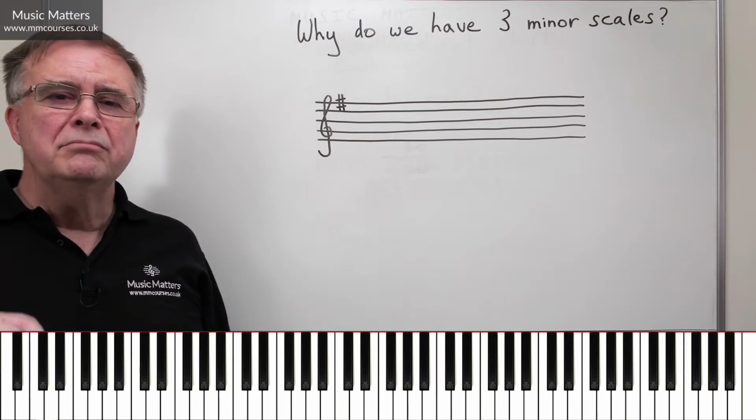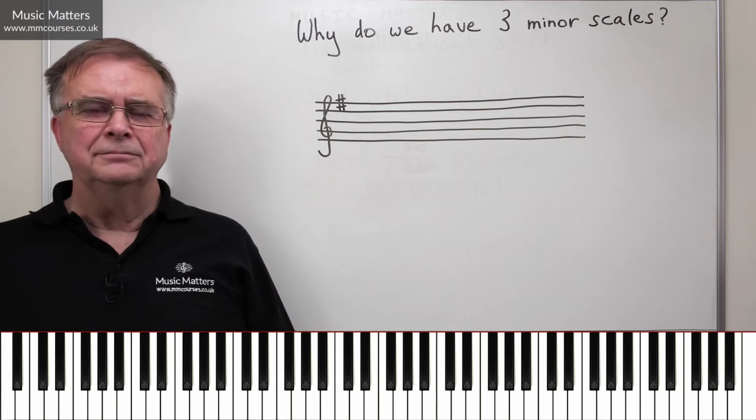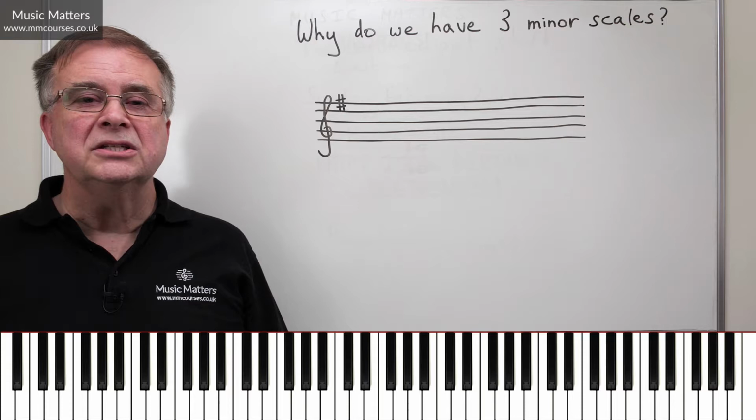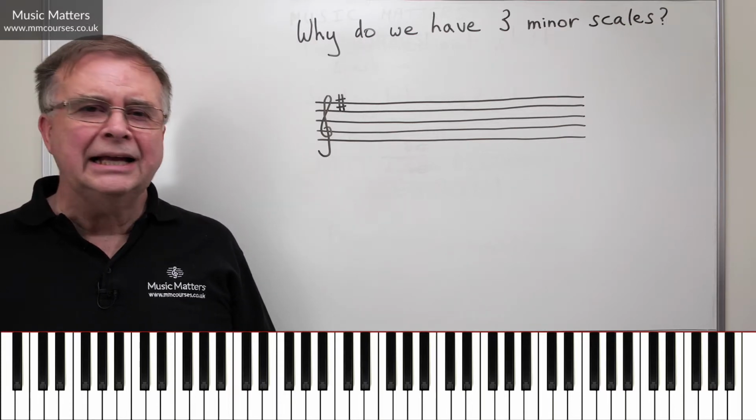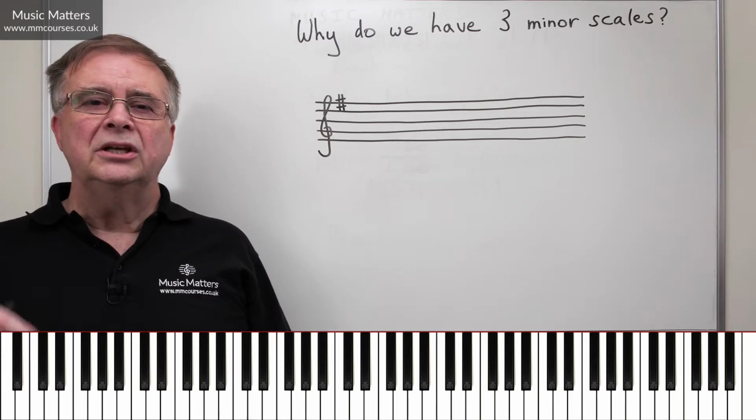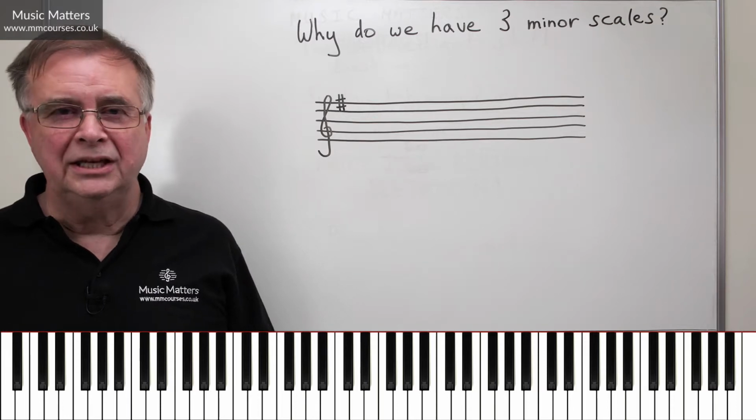Now, every minor scale has a relative major scale. And if you're not quite sure about that, have a look at our Music Matters video on the circle of fifths, which explains exactly how this whole system works. But the idea is that you have a major scale and a minor scale that are related to each other.